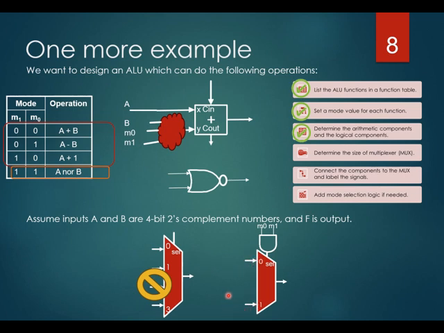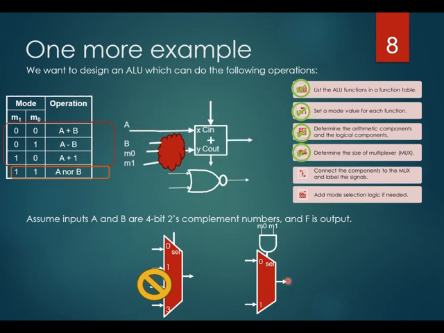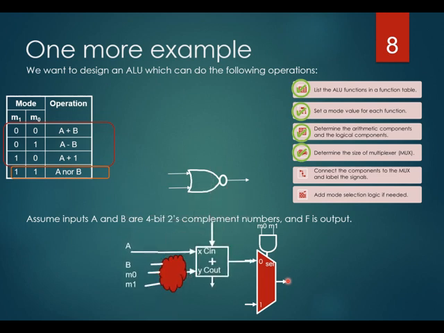Okay, so if you look at the NOR operation, the mode is m equal to 1, 1. So we can control the select signal by using an AND gate, because when m equal to 1, 1, then it will select the NOR result, and otherwise it will just select the arithmetic result. Okay, then we connect the components that we have decided to the multiplexers, and next we need to add the other logic that will help us to do the selection.